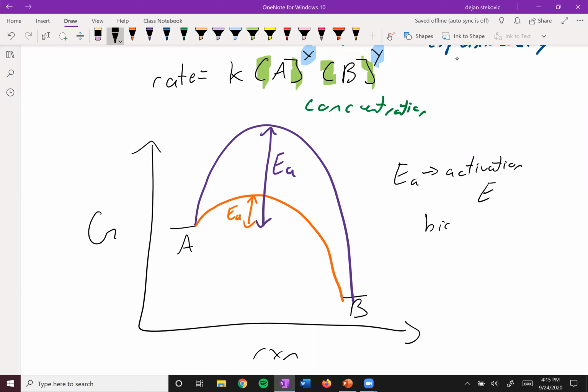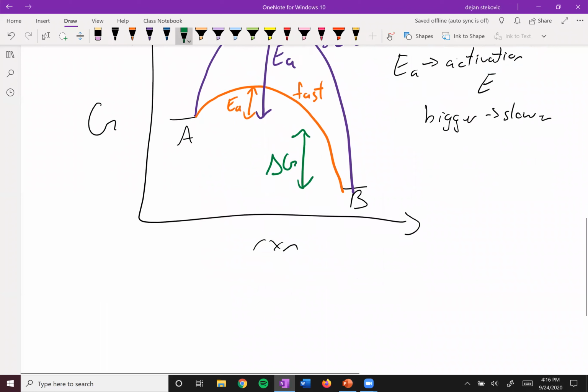And the bigger your activation energy is, the slower your reaction is, right? So in this purple reaction, this is slow. And in this orange reaction, this is relatively fast. Whereas down here, we have delta G, right? So delta G doesn't tell you how fast the reaction occurs. It just tells you kind of where it's going to end up when it is done.